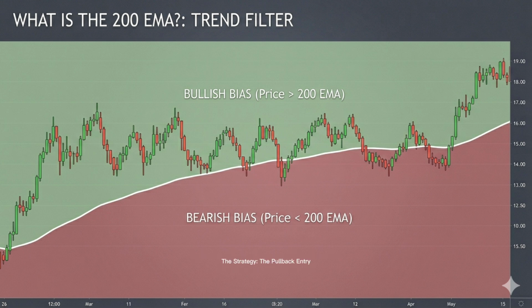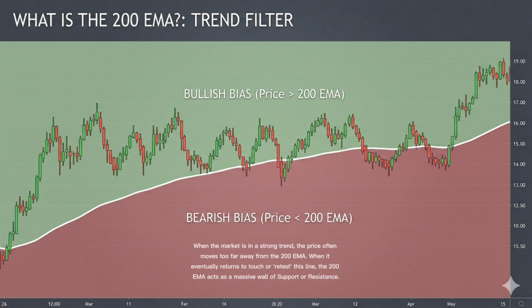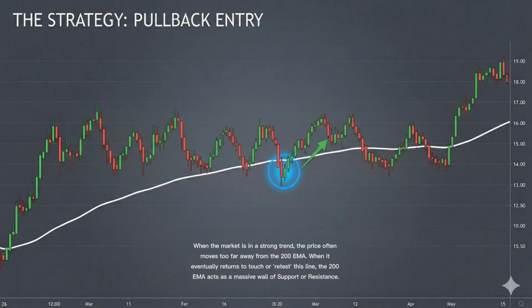The strategy, the pullback entry. Now, let's talk about the strategy. We aren't just looking for the price to touch the 200 EMA. We are looking for the pullback. When the market is in a strong trend, the price often moves too far away from the 200 EMA when it eventually returns to touch or retest this line. The 200 EMA acts as a massive wall of support or resistance.